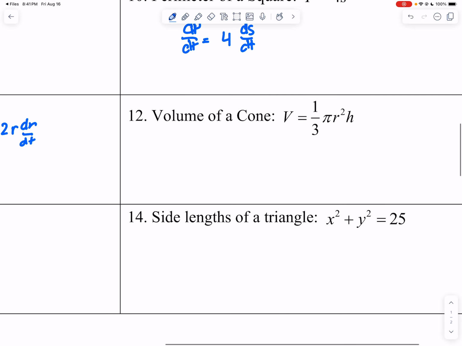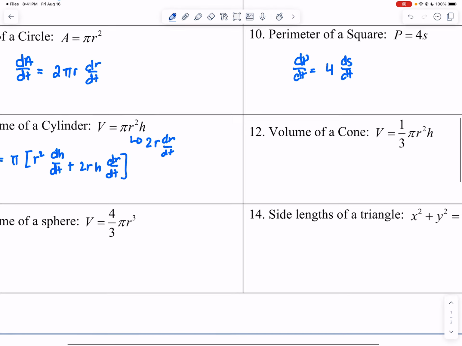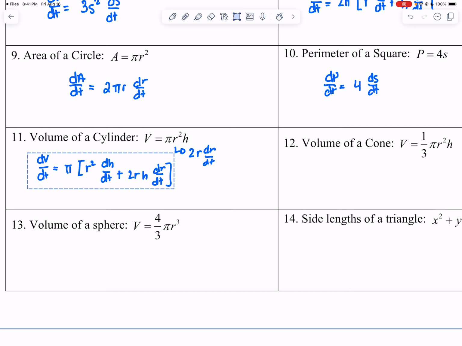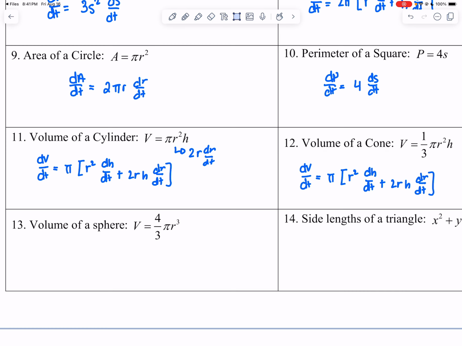Number 12, volume of a cone. Essentially, it's going to be the same thing as number 11, except we have a 1/3. So I'm just going to copy this and then just plop a 1/3 pi over 3. Ta-da. Crazy.